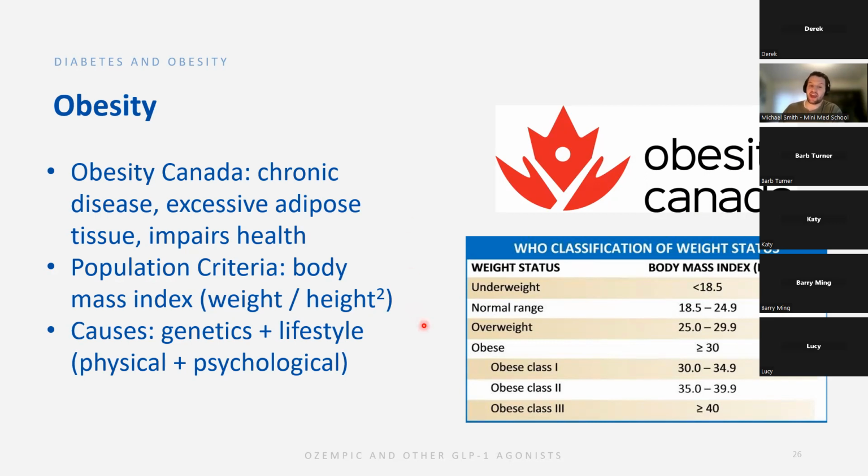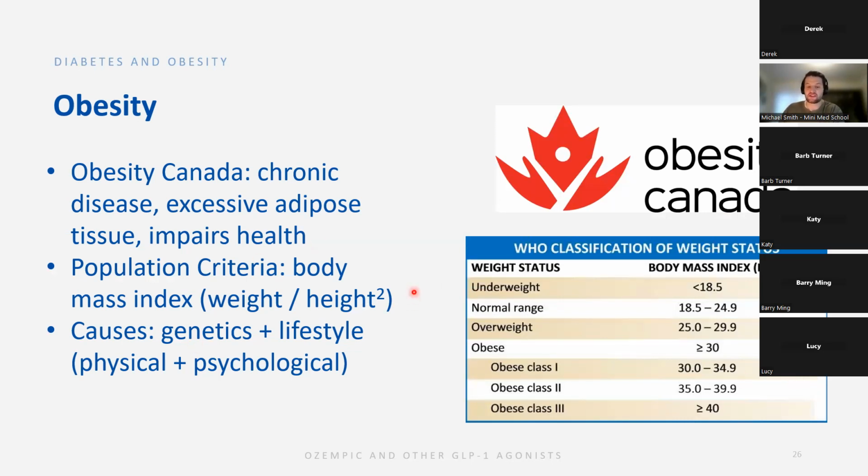Now, as mentioned, obesity is defined at the population level by something called body mass index. That's a number obtained by taking your weight and dividing it by your height squared, so they have it in kilograms per meter squared here. You can see how things fall into these categories that range from underweight to a normal range of about 18 to 25, overweight from 25 to 30, and then anything above 30 falls into the obese category, and they have a different list of stratification there.